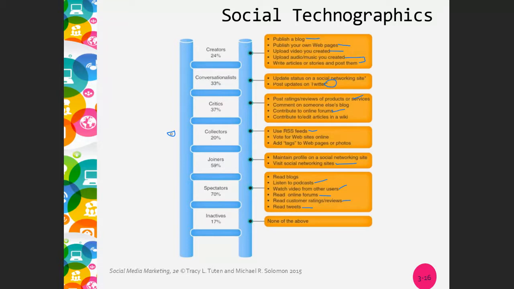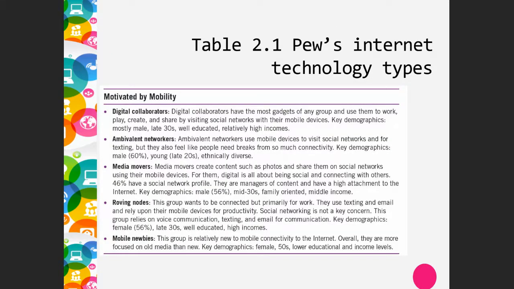All right, so that's one way to look at people on social media. Then Pew, in their research, also created internet technology types, which include, at the bottom, mobile newbies. They might, on their phone, be reading, let's say, the Atlanta Journal-Constitution. That's the biggest thing they do. Key demographics: female, 50s, lower educational and income levels.